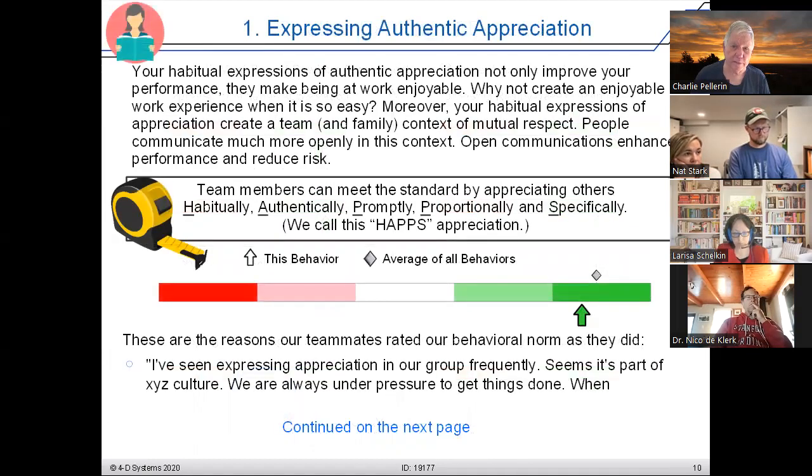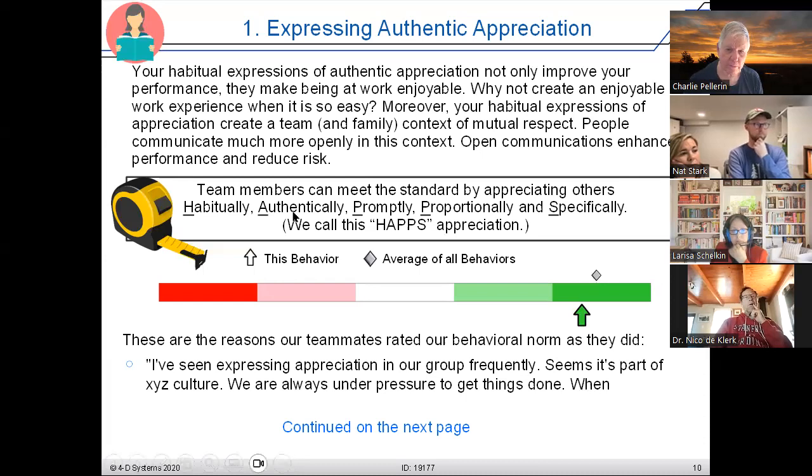So this is what the thing would look like. Here's the explanation of what the behavior is about. Appreciations improve your performance and make being at work enjoyable. Why not create an enjoyable work experience when it's so easy? You create a context of mutual respect. People communicate much more openly. Open communications enhance performance and reduce risk. So that's my version of why you should care about this behavior. This is not about being nice. It's about work performance. And here's a standard that people do it habitually, which means you do it automatically.